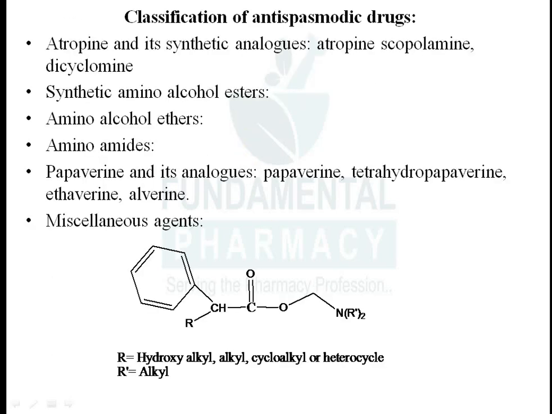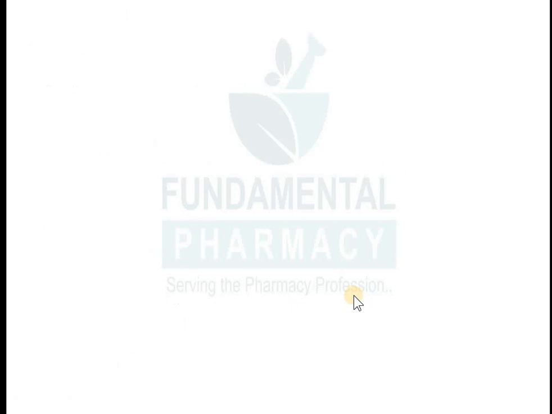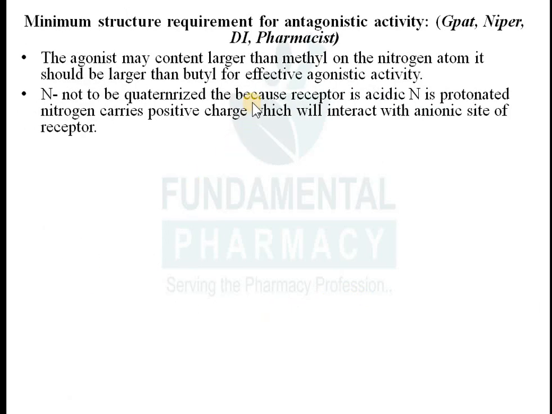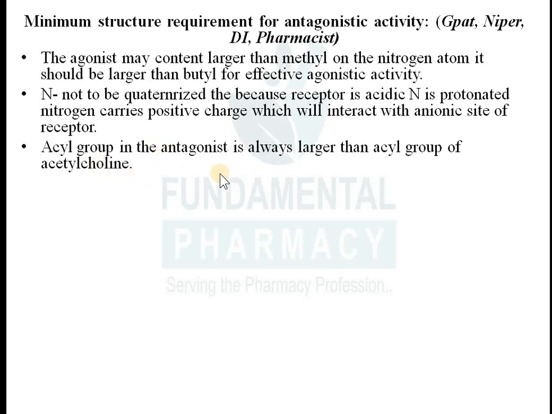You saw here that the nitrogen is tertiary. See these two and these three, here the nitrogen is tertiary. In the acetylcholine molecule it was quaternary. So nitrogen should not be quaternized because the receptor has an acidic site, which is protonated nitrogen, carries positive charge and will interact with the anionic site of the receptor. Next, the acyl group in the antagonist is always larger than the acyl group of acetylcholine. You saw here that in place of the acyl group there is a benzyl ring. So the acyl group in the antagonist must be larger than the acyl group in the acetylcholine molecule.